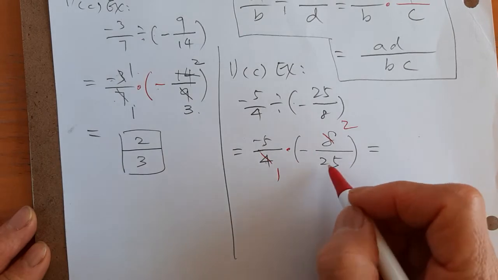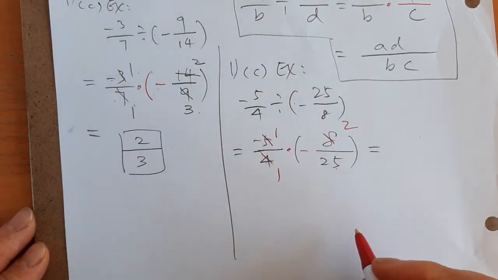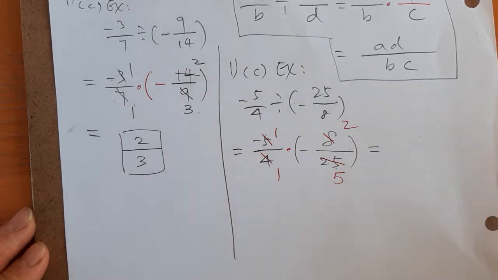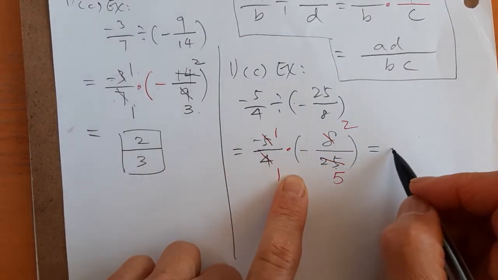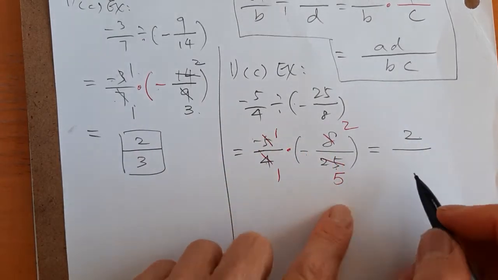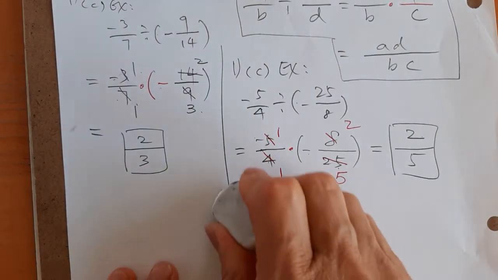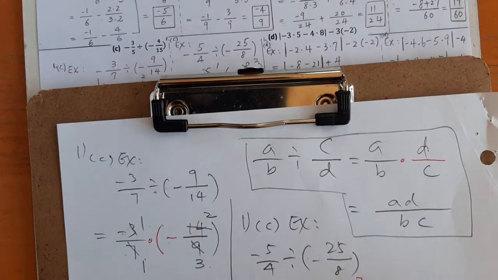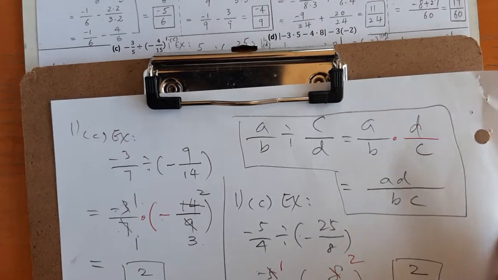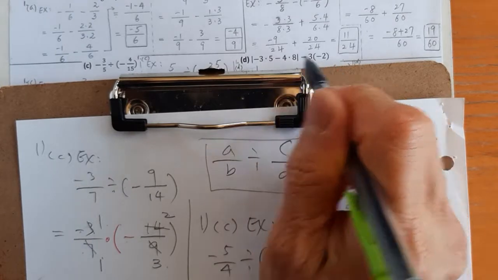And 5 over 25, cancel 5, get negative 1, cancel 5. 25 divided by 5, it's a 5. Then negative times negative is positive, 1 times 2 is 2, 1 times 5 is a 5. So this is a division. Then D is the order of operations. The homework question, this one is your homework question.